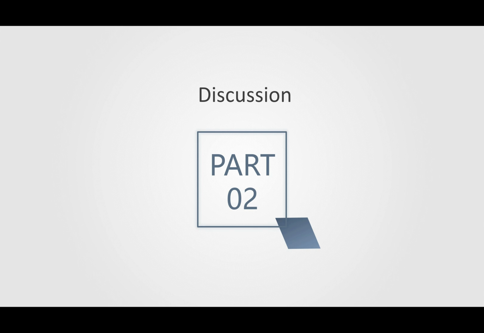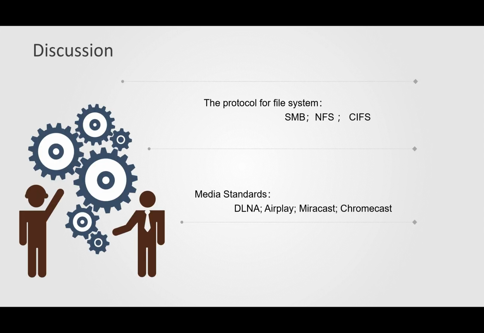At first, I want to discuss the protocol of the file system. NAS needs a file system on the device. It is necessary to select a file system installed on Raspberry Pi. There are three main file system protocols: SMB, NFS, and CIFS.